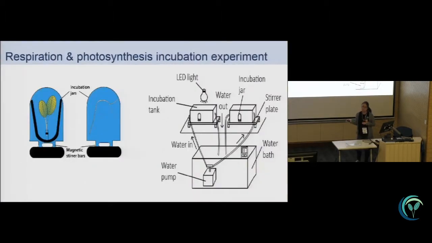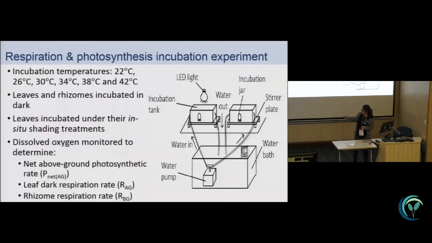So this incubation experiment was used to determine the respiration and photosynthetic rates of the seagrass. For each experimental plot, we separated a pair of leaves from the rhizomes and placed them in separate incubation jars. The incubation jars were then placed in the incubation tank, which received cooled or heated water pumped from the water bath into here.